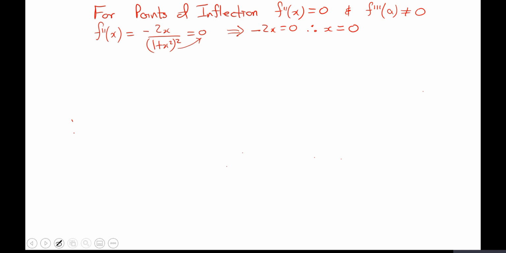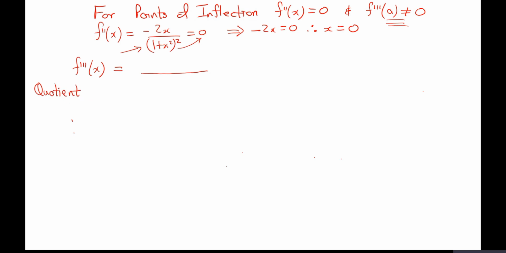So how do we establish whether it is a point of inflection per se? We'll have to look at the third derivative. Now, let's find the third derivative. We know what the second derivative is. We have it here. That means I'm going to use my quotient rule.